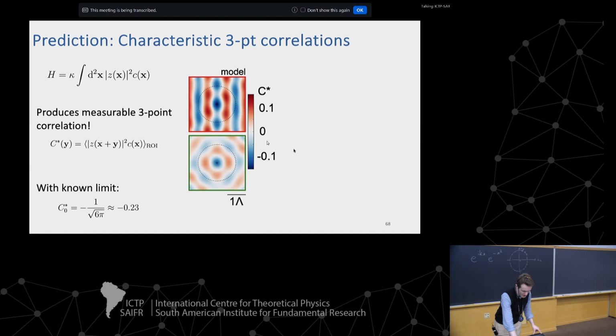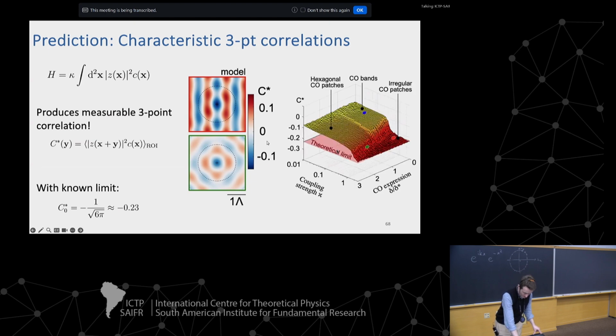And now what's cool is we found, in the same parameter space, we can also compute this 3-point correlation function for the different values of coupling strength and CO expression. We find our old regimes, the CO bands, the hexagonal patches, and this irregular regime. And only in the irregular regime is the arrangement as good as it can be, and it approaches asymptotically this theoretical limit of about whatever that number is.